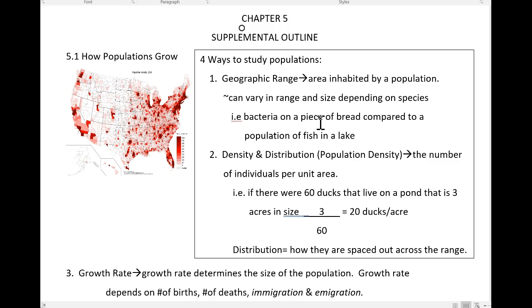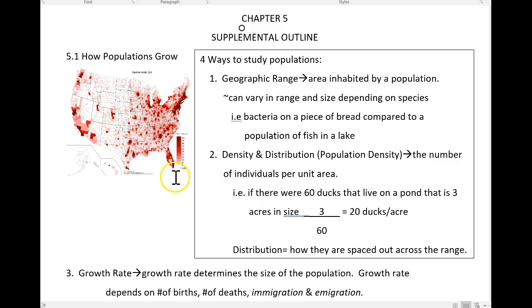So here's an example. If there were 60 ducks that live on a pond that is 3 acres in size, and we wanted to know how many ducks live per acre, we're just going to take the size of the unit area on top, and we're going to divide it by the number of individuals, 60. So 3 divided by 60 is going to give you 20 ducks per acre. And that's how we figure out population density maps.